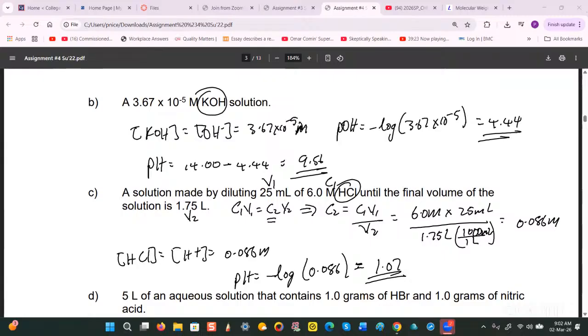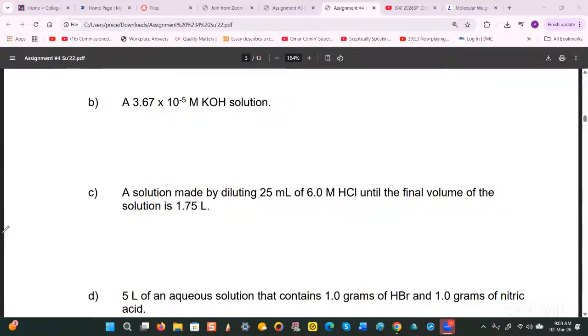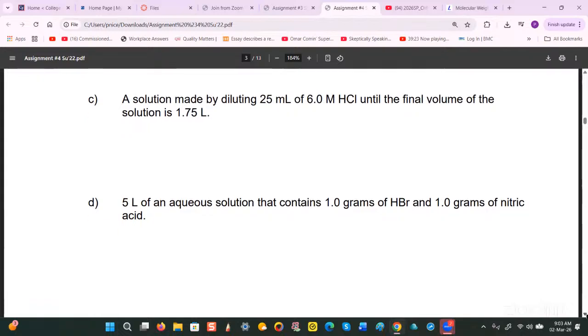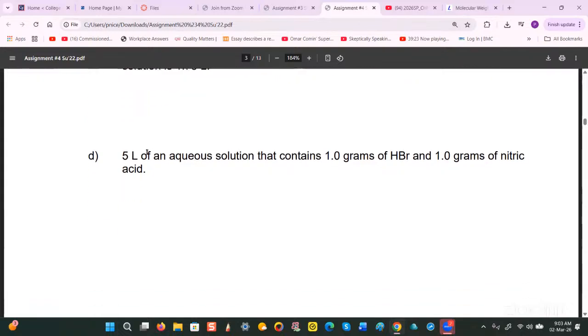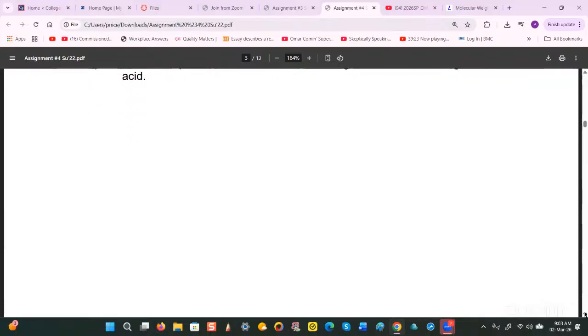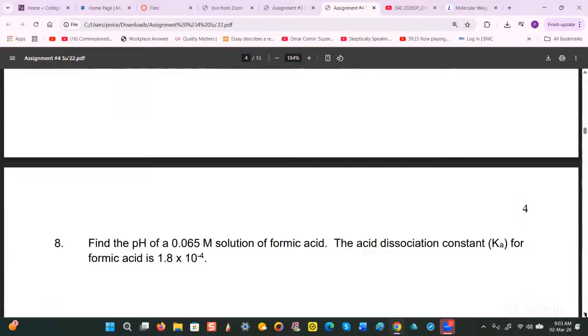Okay, let me see here. Let me clear this and scroll down. Okay, now in the case of the next part, I'm going to leave that for you to do on your own. Basically, you're given the mass of HBr, the mass of nitric acid, and you're given the total volume of the resulting solution, and you're asked to find the pH, right? So try that on your own. If you need help, give me a call, and I'll be more than willing to help you. Okay.